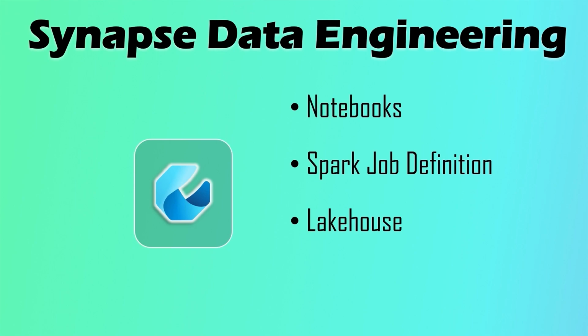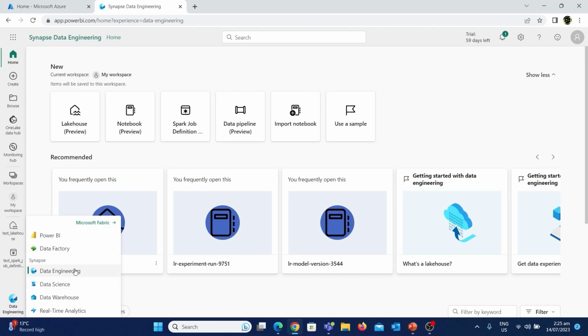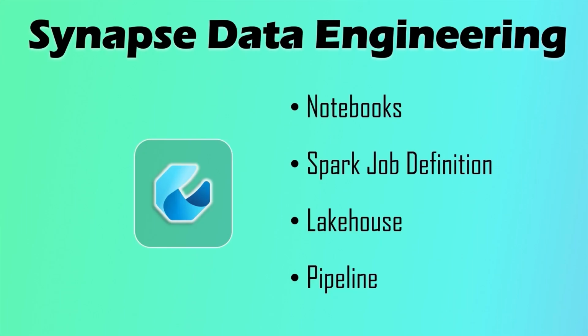And finally, we also have the pipeline option in the Synapse data engineering component. So if you want to do a complete data engineering work, we can make use of this one single Synapse data engineering component to do it. Say for example, if you want to use pipelines to copy the data across, you don't have to go to the data factory component to do it. Instead, you can do it using the Synapse data engineering component itself, in addition to other features like notebooks, Spark job definition, and Lakehouse database. So these are the main features of Synapse data engineering.